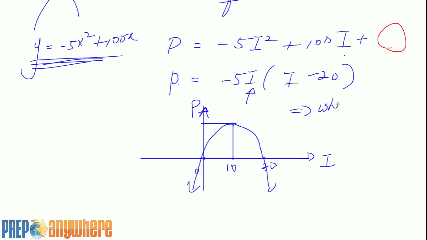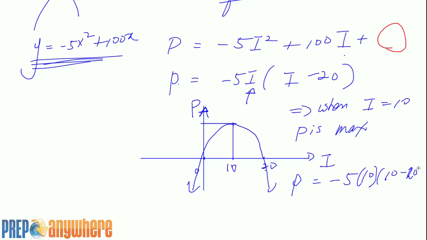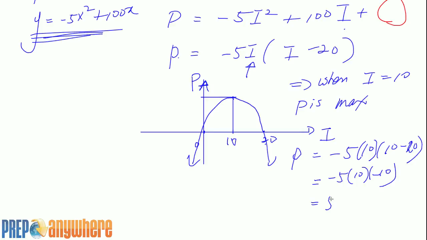Okay, so when I is equal to 10, P is max. What is it? Just plug in 10. So I get minus 5 times 10 times 10, and that gives you 500. Okay, and the unit is watts.